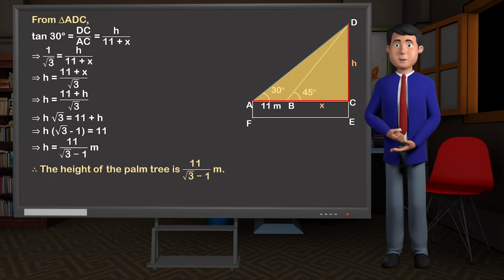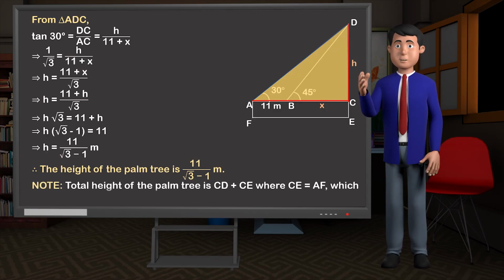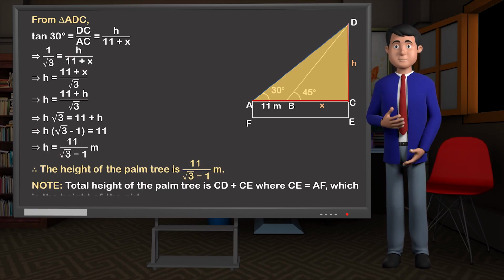Note, the total height of the palm tree is CD plus CE, where CE is equal to AF, which is the height of the girl.